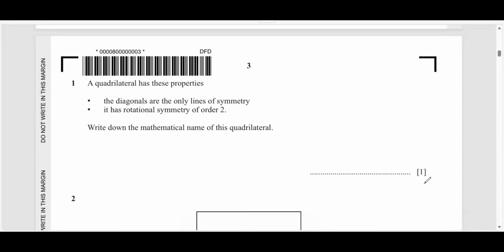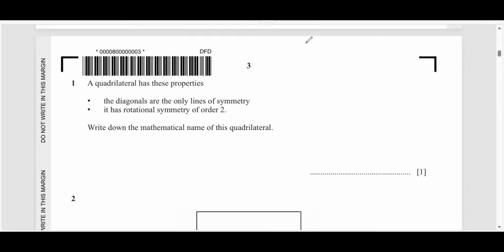Here, even though this is just a 1 mark question, I'm going to explain in detail about symmetry. Here, it's about a quadrilateral. You should know what a quadrilateral means. A quadrilateral means it is a four-sided polygon. It has four sides. So there are six different types of quadrilaterals.